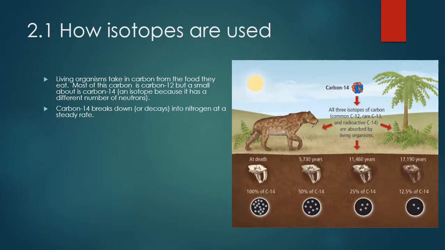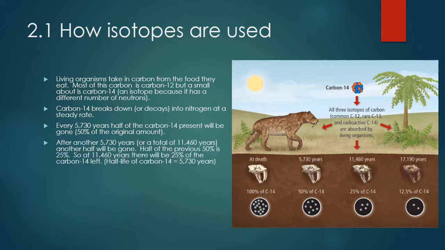Carbon-14 breaks down, or decays, into nitrogen at a very steady rate. So it will lose a proton and become nitrogen, and this happens at a consistent rate. As the living organism's body sits in the ground, the longer it sits there, the more of the carbon-14 that was initially present will break down and be gone. Essentially every 5,730 years, half of the carbon-14 that was present in that living organism will be gone. So you'll have 50% of the original amount of carbon-14.